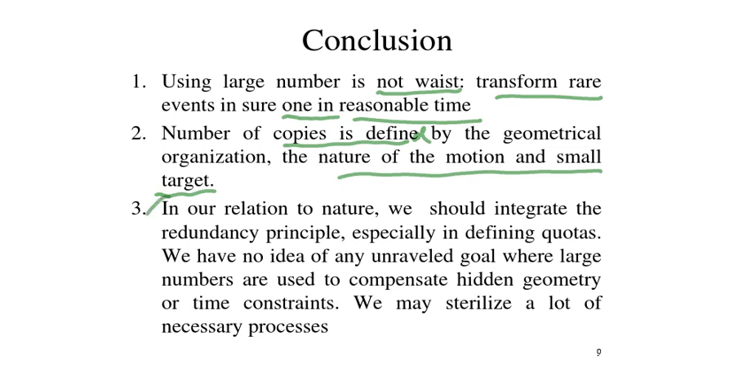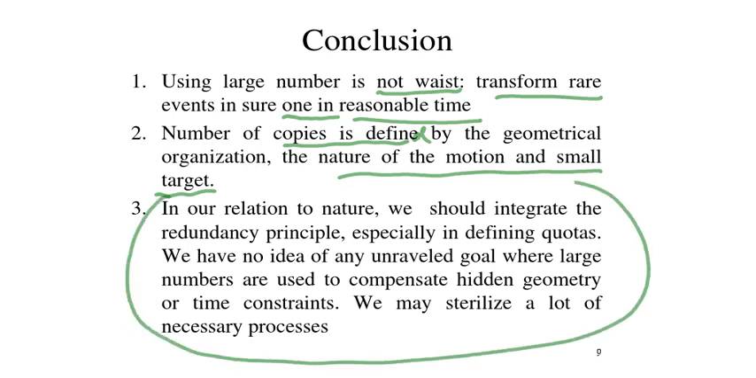And I would conclude by this, which I think is very important. It's our relation to nature. We should integrate this redundancy principle, especially in defining what we call quotas, how many things we should leave and how many things we should take from nature. We have no idea of any unraveled cases where large numbers are used to compensate this hidden geometry and a function to be made with a specific time constant.